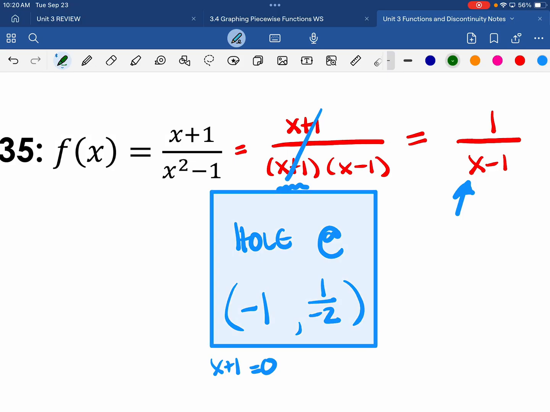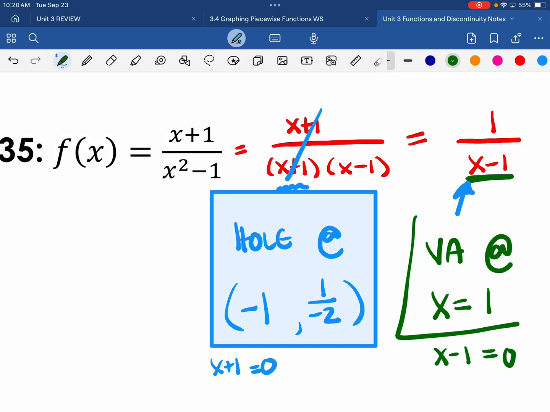Now, do you have anything else? Yeah, you have a VA. We have a VA, because there is something left on the bottom of my denominator. So I have a VA. Where's your VA going to be at? x equals 1. So kind of the same thing. Whatever's in the denominator, set it equal to 0, and that will give you your vertical asymptote. So if you have anything left over in the denominator, that would give you a VA.